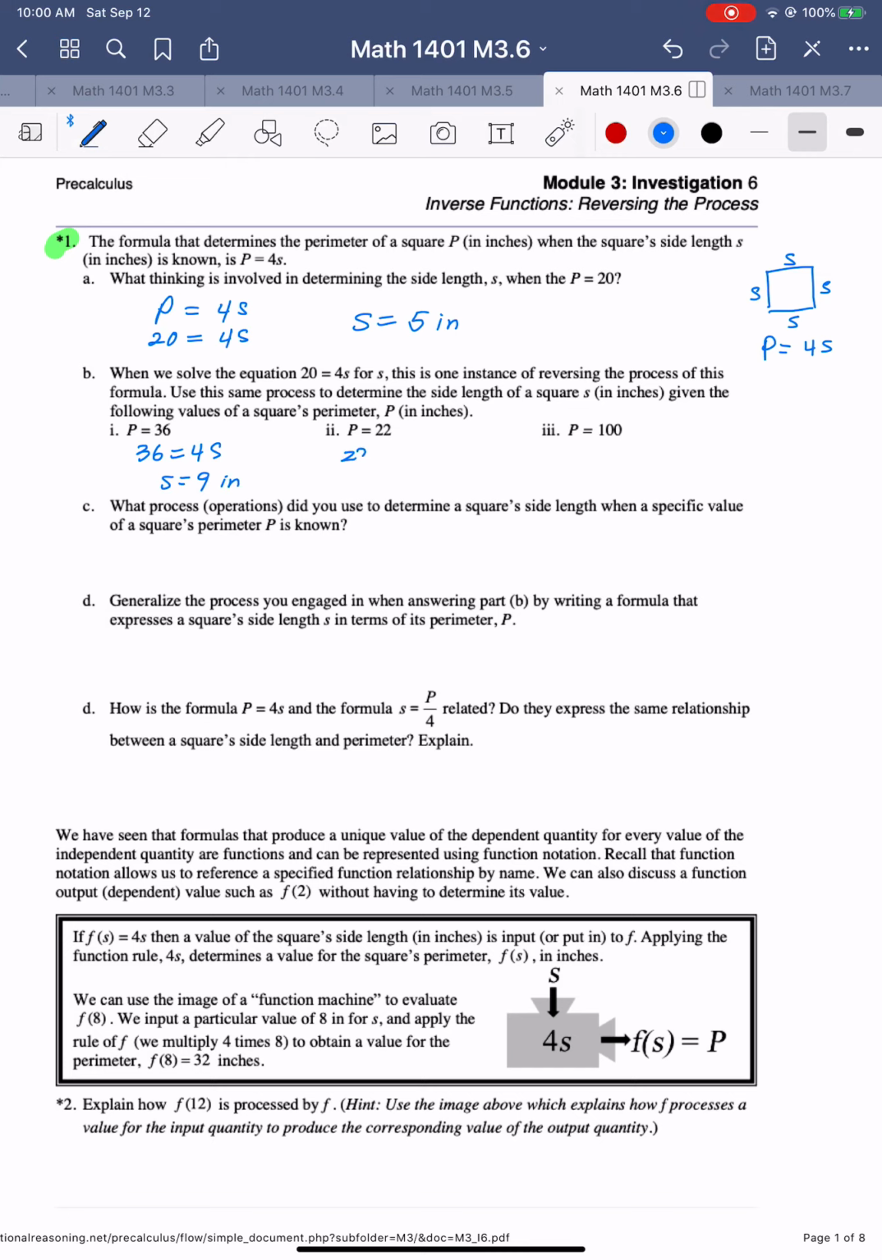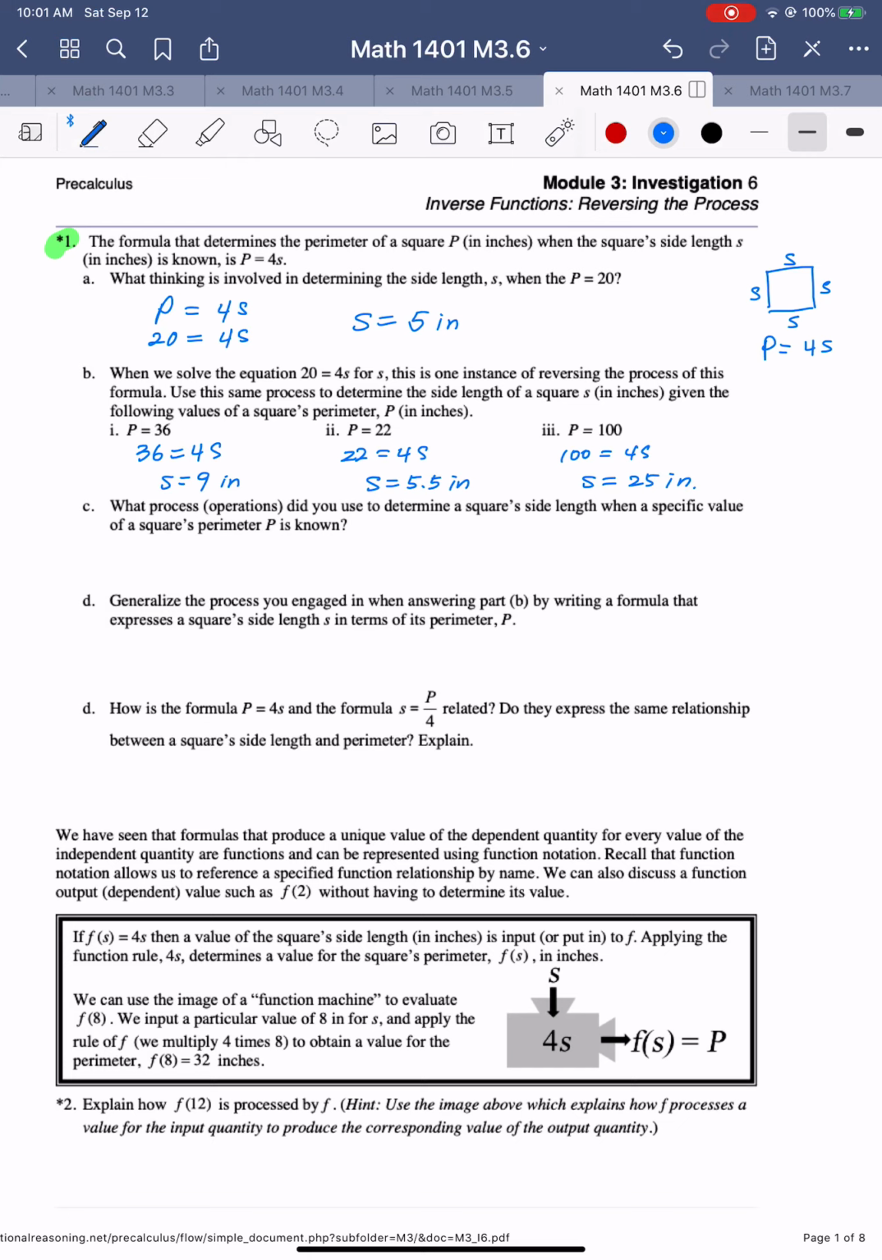And then 22 equals 4s, which we divide by 4 on both sides. You get 5.5 inches. And then 100 equals 4s, divided by 4 on both sides. You get 25 inches. So C, what process did you use to determine the square side length when a specific value of the square's perimeter P is known?